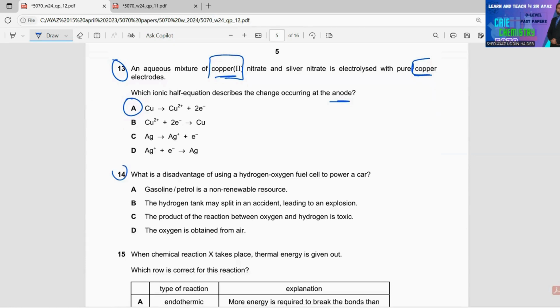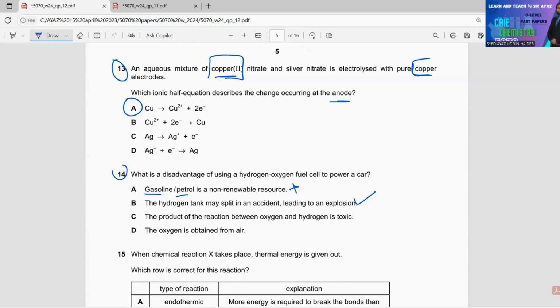14. What is a disadvantage of using a hydrogen oxygen fuel cell to power a car? A, gasoline petrol is a non-renewable resource. Gasoline and petroleum are not used in a hydrogen oxygen fuel cell. This is incorrect. B, the hydrogen tank may split in an accident leading to an explosion. This is correct because hydrogen is a highly explosive gas. It will definitely explode during an accident.